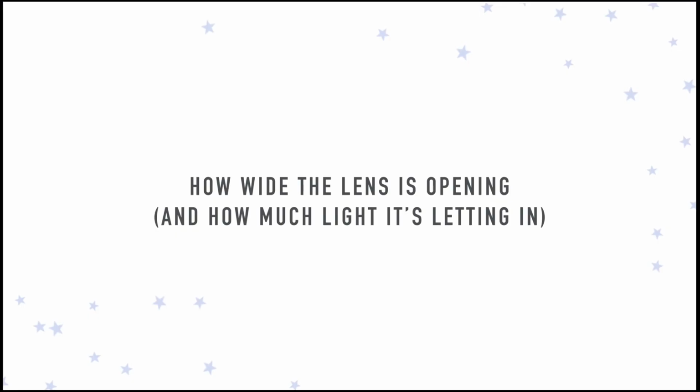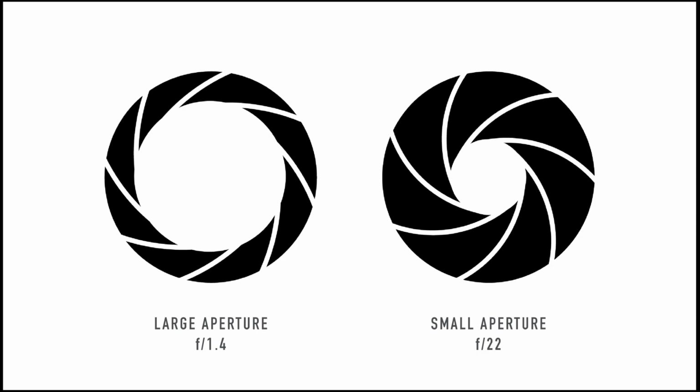Next is aperture. And aperture is how wide the lens is opening and how much light it's letting in during the shot. So aperture is measured by something called f-stops. And so to me, f-stops and aperture, it's kind of interchangeable. It's a similar concept, but a large aperture has an f-stop of 1.4 or something like 2. It will be a lower number. And a small aperture has an f-stop of a higher number, like f-stop 22 is usually the max that a lot of cameras will go to.